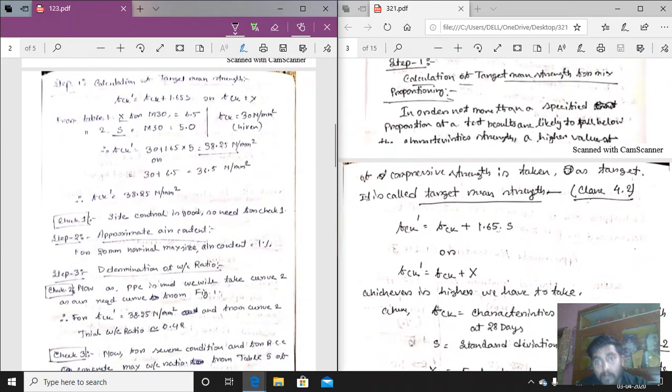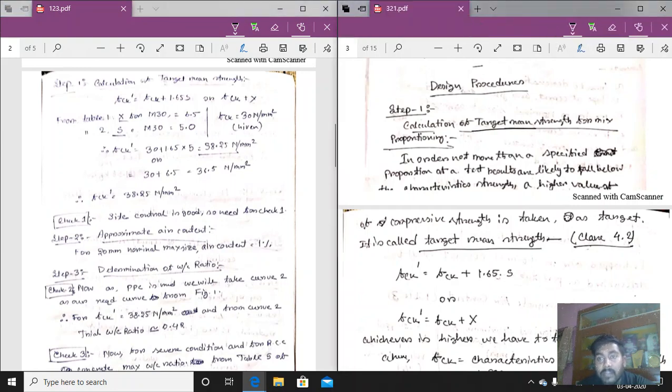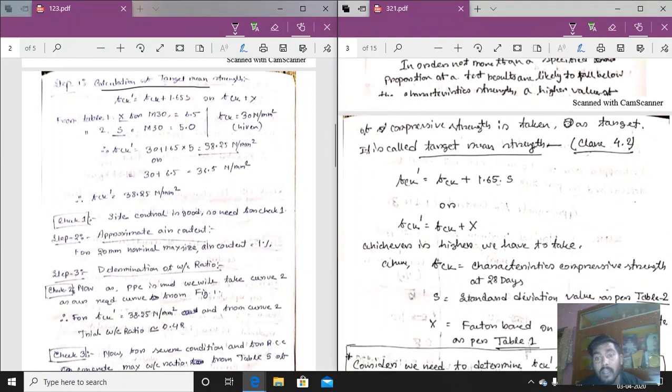Now this is the design procedure that we discussed in the previous class. So first, what is step 1? Calculation of the target mean strength for the mix proportioning. What is the formula? That is FCK dash equals FCK plus 1.65 S, or FCK dash equals FCK plus X. So these are the two formulas that we will use.